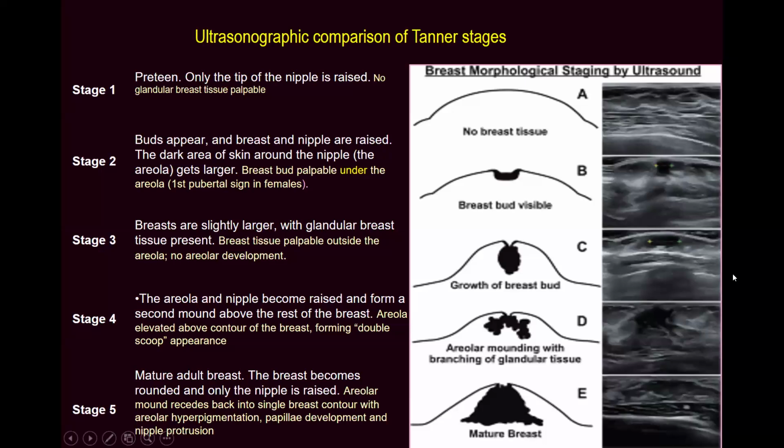Expanded in stage 3, it becomes star-like or branch-like, almost reaching about 3 centimeters, with a more palpable bud and prominent breast tissue, but still a smooth contour, no elevation of the areola. Stage 4, more expansion, reaching 5 centimeters or a bit more, with elevation of the areola forming the secondary mound. So there are 2 elevations in stage 4: elevation of the areola as well as the prominent breast tissue, so we have 2 contours. And the areola recesses back in stage 5, okay? And forms a smooth contour, a rounded shape of full mature breast tissue.